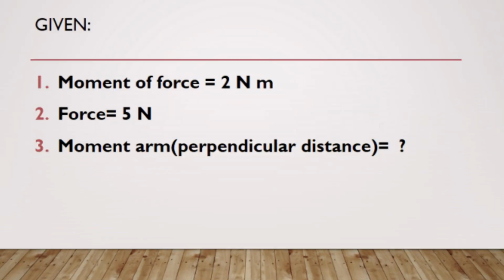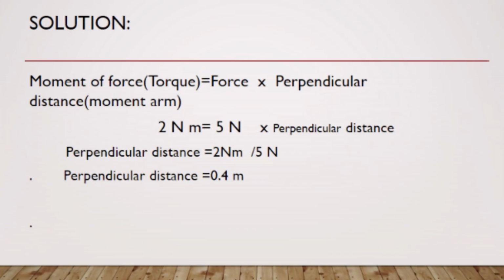First we have to substitute: 2 Newton meter is equal to 5 into perpendicular distance, or the distance of the point from the point of application of the force. Finally, when we divide 2 Newton meter by 5 Newton, we get 0.4 meter, and we are representing all the quantities in terms of their SI units. So here is the first important numerical from this topic. So let's check the second numerical.